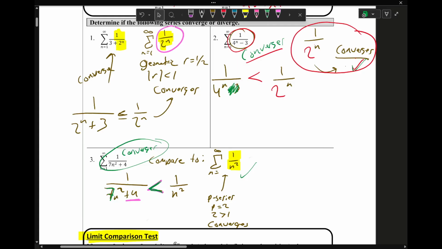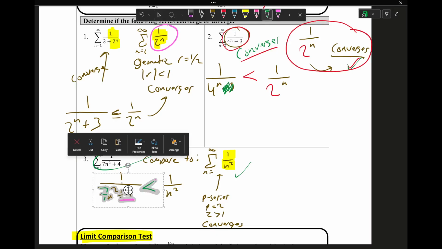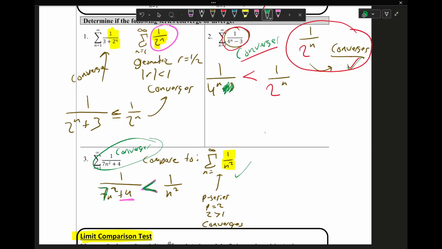Okay, so there's a lot fewer examples of these, but this is something that you can now do forever. If something's not geometric, but it's almost geometric, like geometric minus a 3 or plus a 3, try to compare it to something geometric, and if the thing you're comparing it to converges, make sure that the question is less than that so you can say it converges as well.